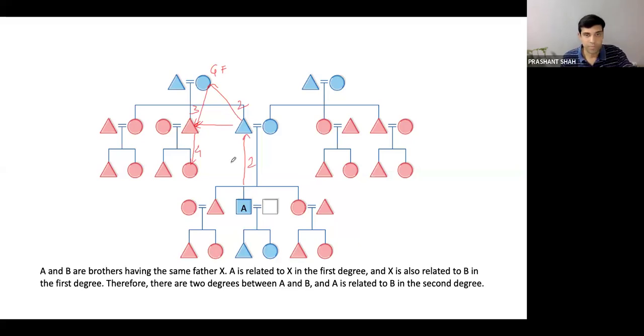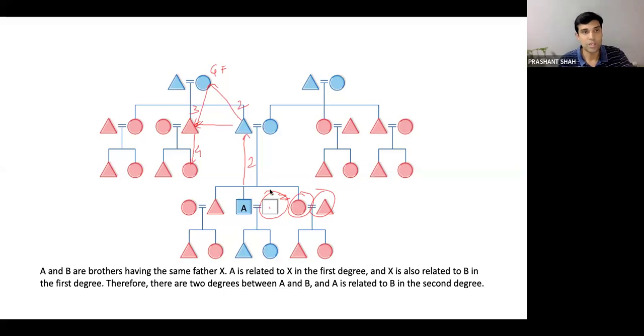Now there is one more question. Blue color are all lineal and pink color are collateral. Now what about A's spouse? And if I talk about A's brother or sister, are they considered lineal or collateral? I would say collateral. These are some simple things you should remember for the exam. More often you will find one question coming from this.